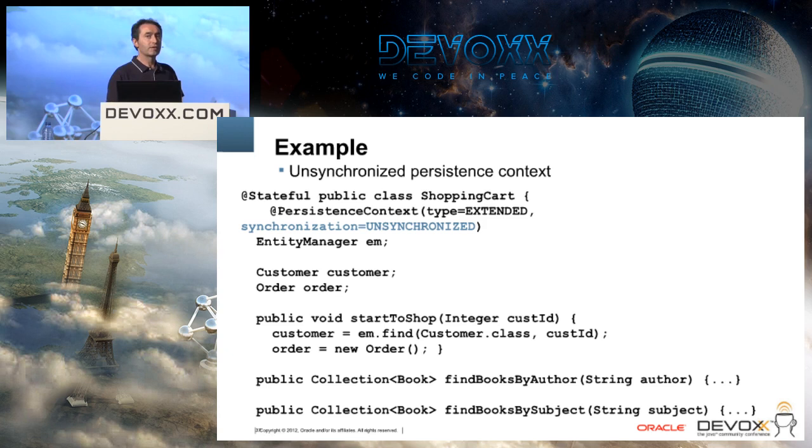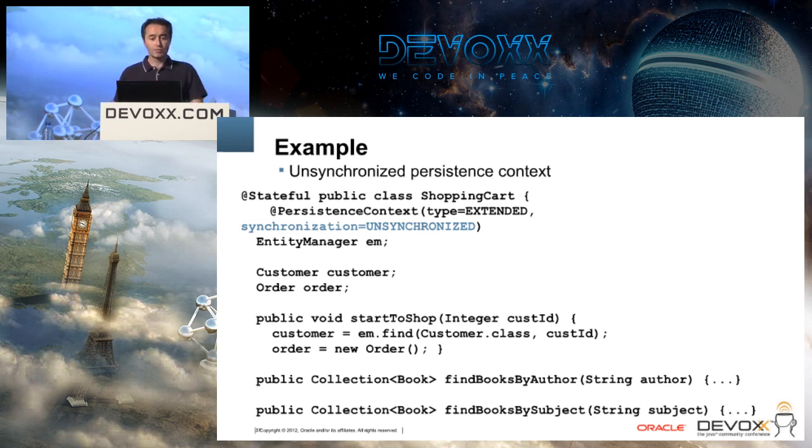So now with an unsynchronized persistence context, it's a bit different. It's extended, and it's unsynchronized. So that means that it's going to survive transactions, and it's not going to be hooked up to any particular transaction. It looks very similar. It's exactly the same as before. We start to shop. The only difference is when we get to the end point.